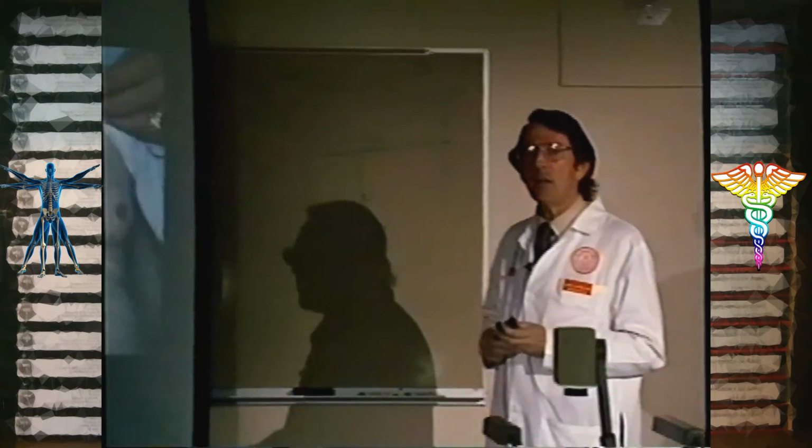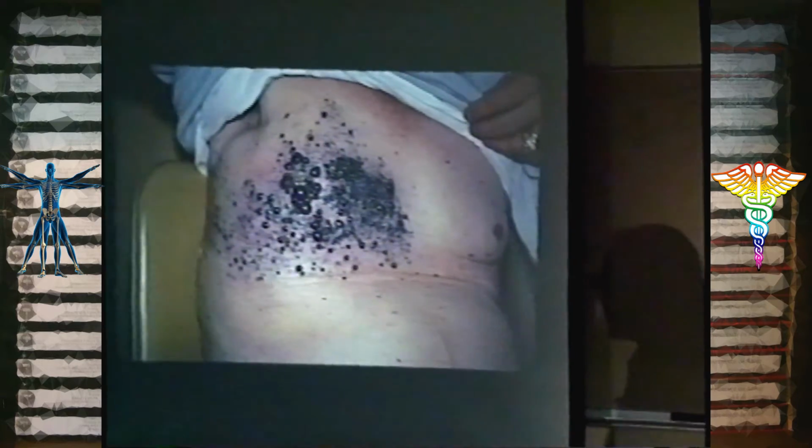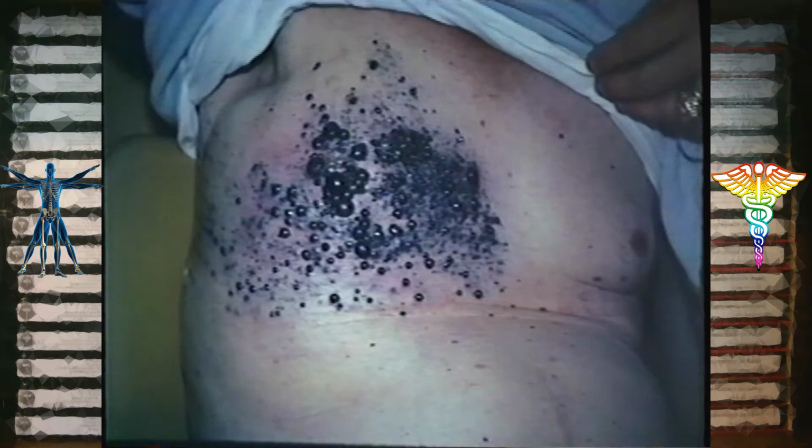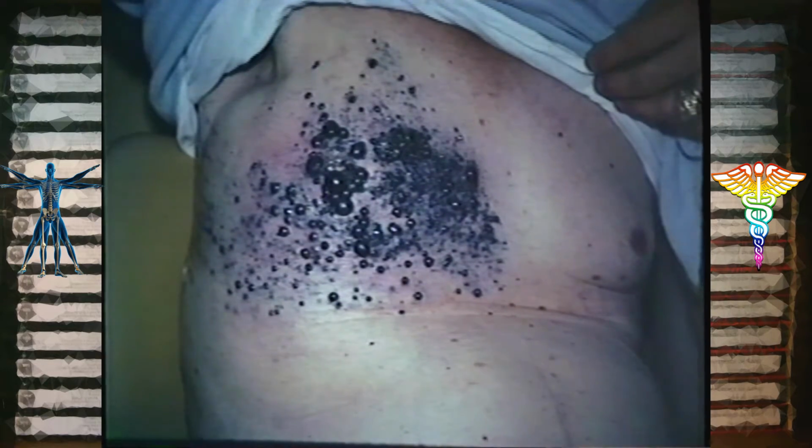If you miss the diagnosis of melanoma and it gets out of control, this is what metastatic melanoma to the skin can look like. The patient died a day after this slide was taken.